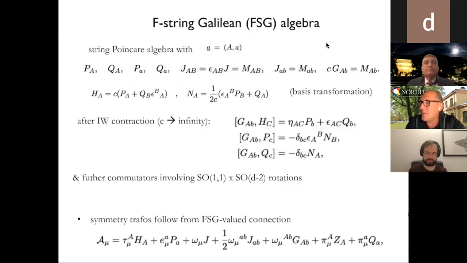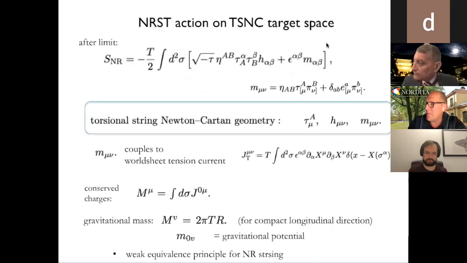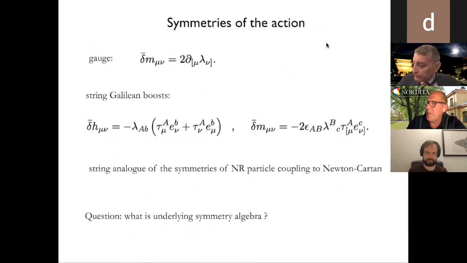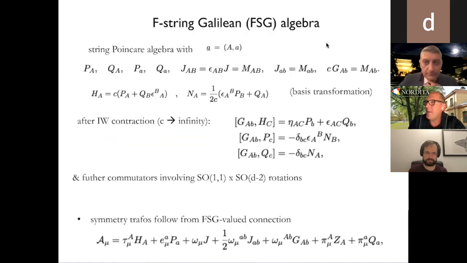You just write down a bunch of generators. We should implement, and that's very crucial, a basis transformation, and then you take the C going to infinity limit. You should implement a basis transformation, which follows from this redefinition of the field lines. Then, long story short, if you do that and take the C going to infinity limit of the algebra, which is now a novel algebra, it's the Inonu-Wigner contracted algebra. I didn't write down the full algebra, but the essence is these commutation relations.